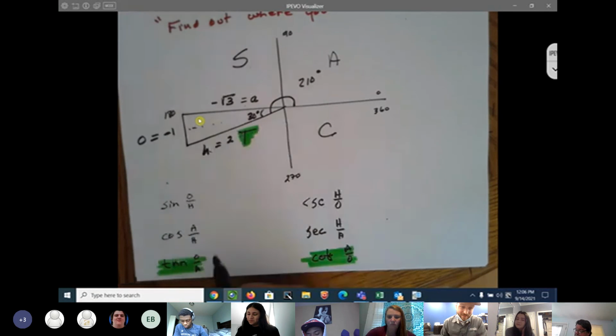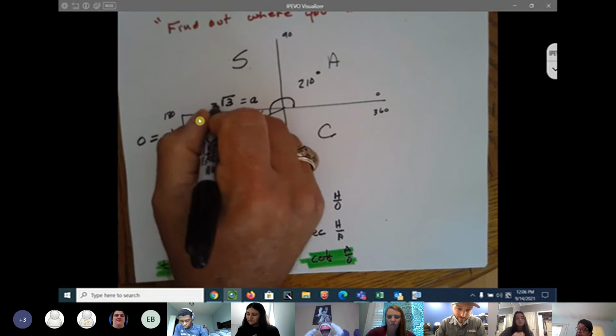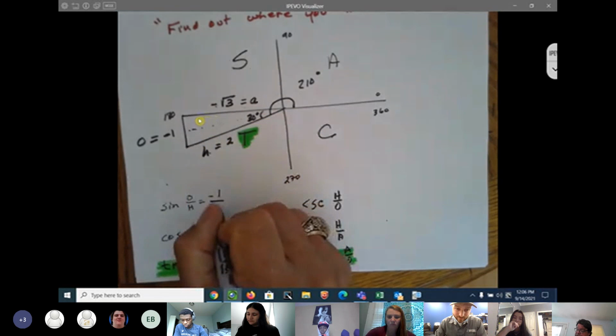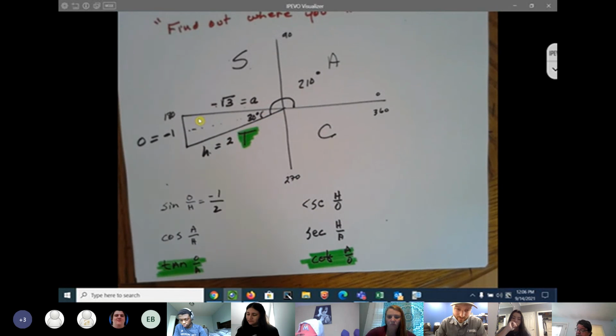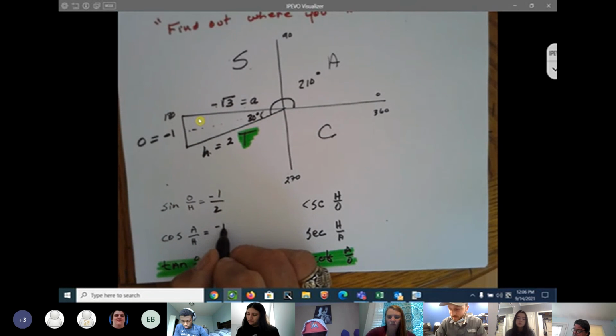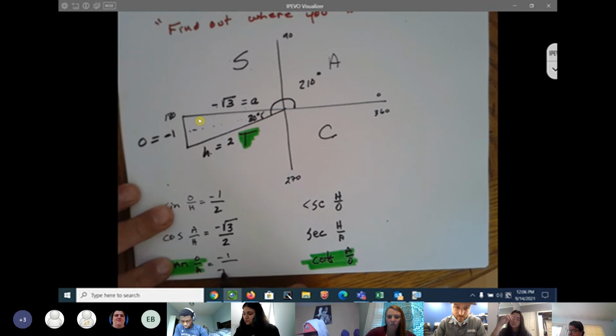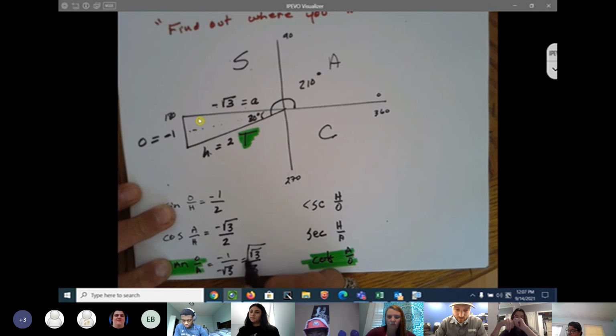All right. So anyway, Oscar had. Sine is -1 over 2. Adjacent is the square root of 3, so cosine is negative square root of 3 over 2. Tangent is -1 over negative square root of 3, which is going to be the square root of 3 over 3, and it's positive.